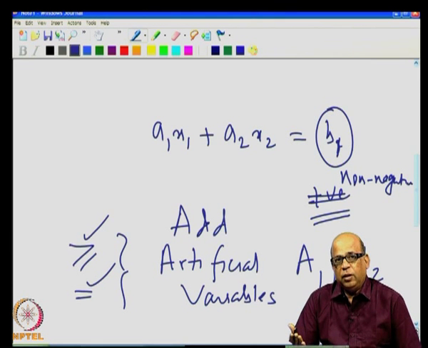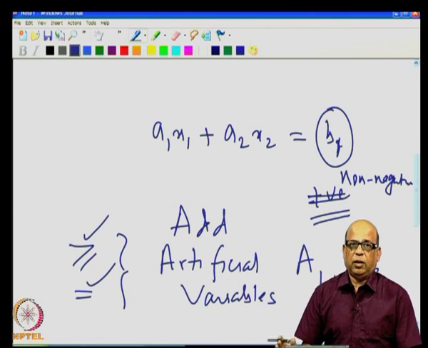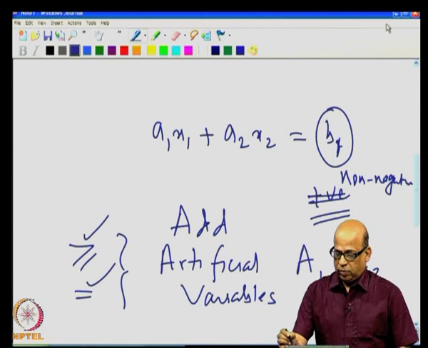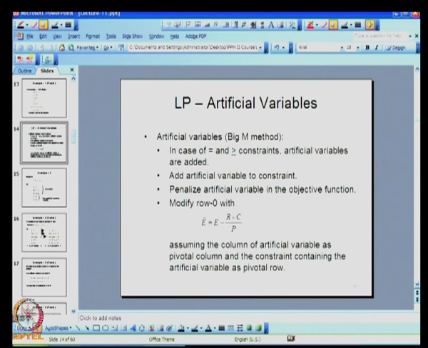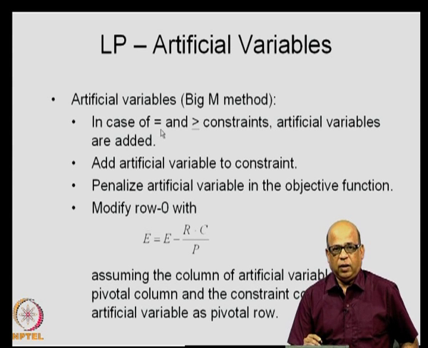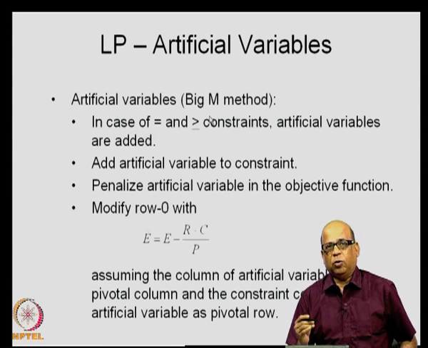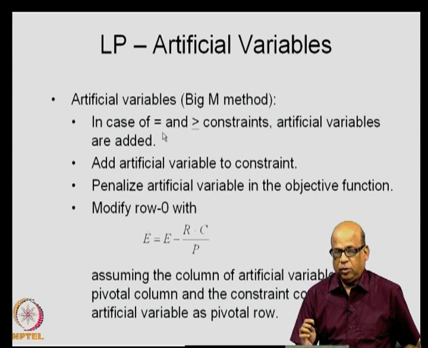This is after we do this, just before we standardize. Let us see what we do in this particular case. How do we add the artificial variables? So, we add the artificial variables to each of the constraints. If you have an equality constraint or a greater than or equal to constraint, you add one artificial variable with each of them.